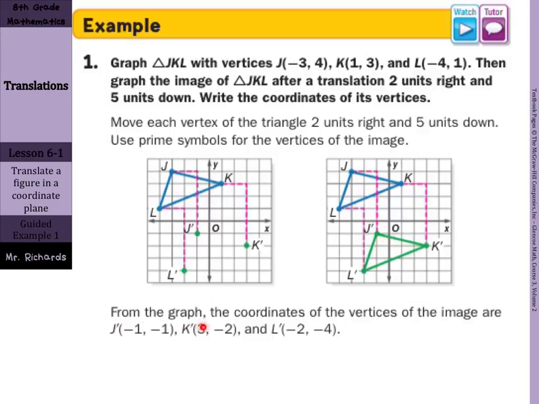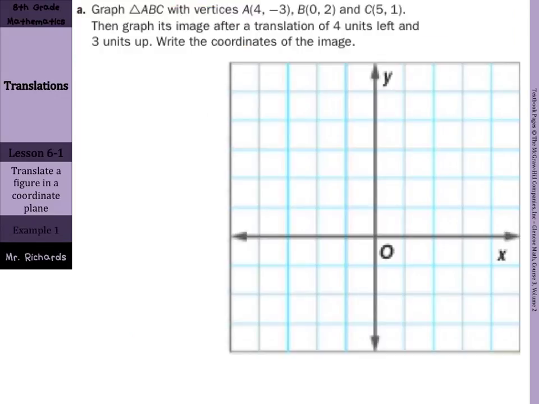So it says, from the graph, the coordinates of the vertices of the image are, for J prime, -1, -1. K prime, 3, -2. And L prime is -2, -4. Now we can look to try one of these on our own. It says graph triangle ABC with vertices A, 4, -3, B, 0, 2, and C, 5, 1. Then graph, but let's graph our original first.